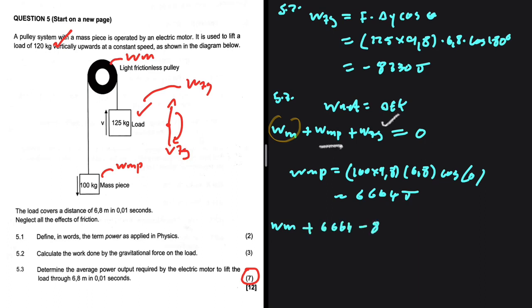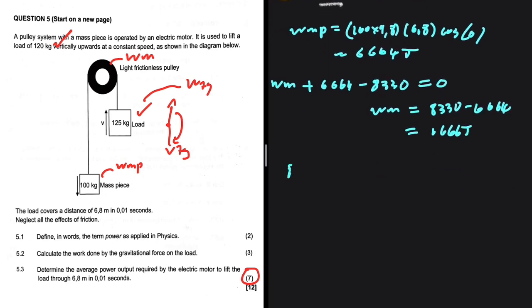Now, if we substitute back in our equation, the work done by the motor plus 6,664 minus 8,330 is equal to 0. So the work done by the motor is equal to 8,330 minus 6,664. You're going to get 1,666 joules. This is the work done by the motor. But we're looking for the power. The power is the rate at which work is done. So we're just going to have 1,666 divided by the time, 0.01. We're going to have 166,600 watts.